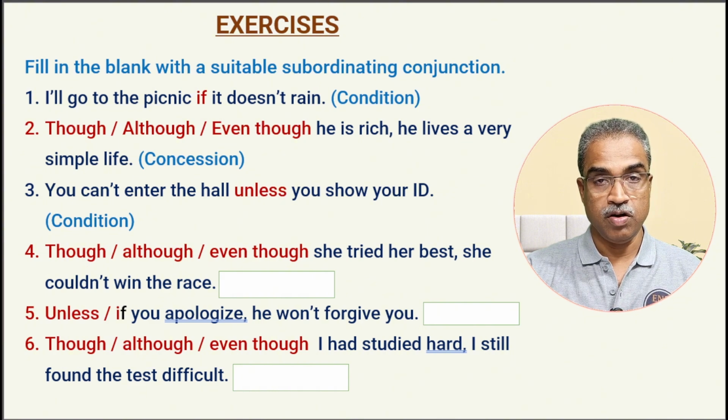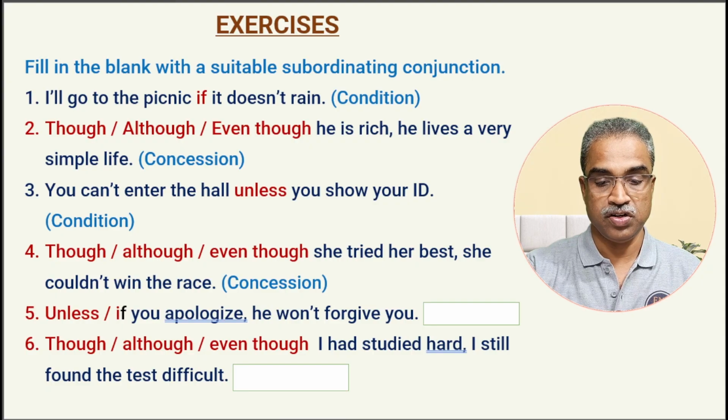It means you will not be allowed to enter the hall if you do not. Unless is equal to if not. So if you do not show your ID, you can enter only on condition that you show it. Next one: although, though, even though she tried her best, she couldn't win the race. Easy. Though, even though, although, it is always concession or contrast.